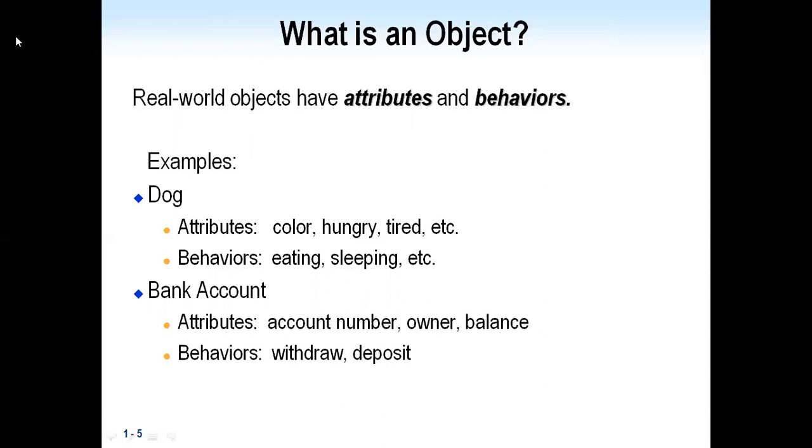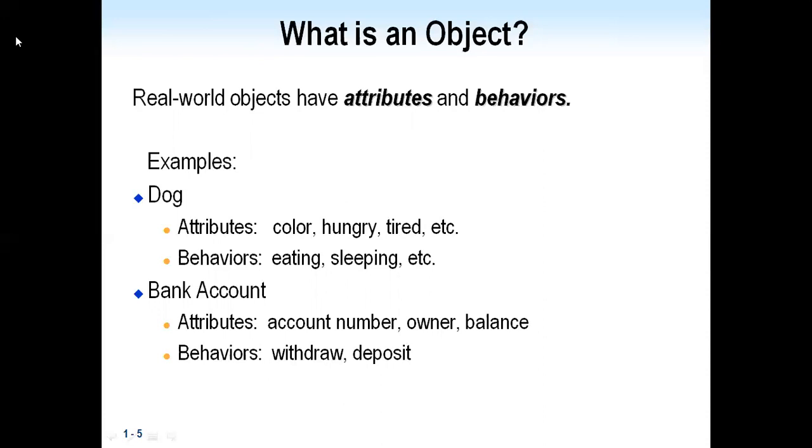It has some attributes and some behaviors. For example, a librarian is a real world object and has some attributes. Attributes mean properties, and behavior means it performs some action. That is, a living thing or a non-living thing.